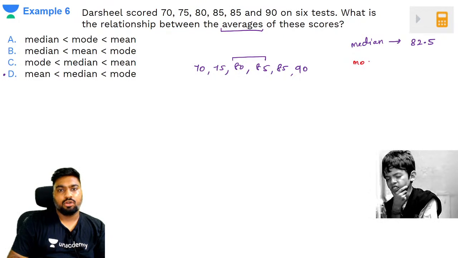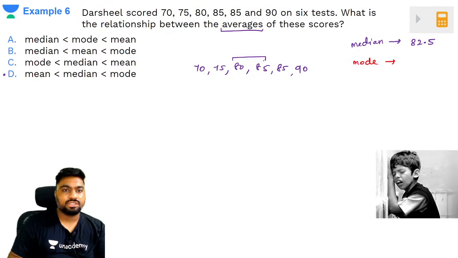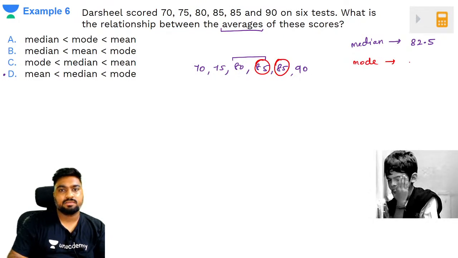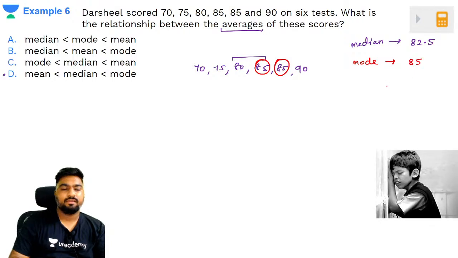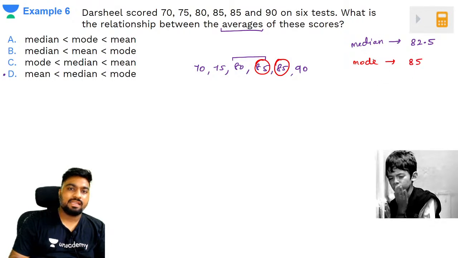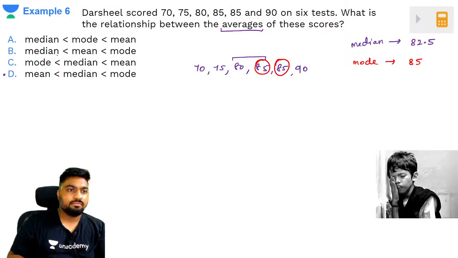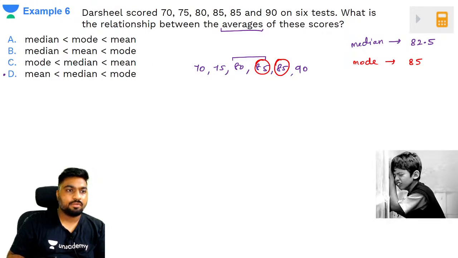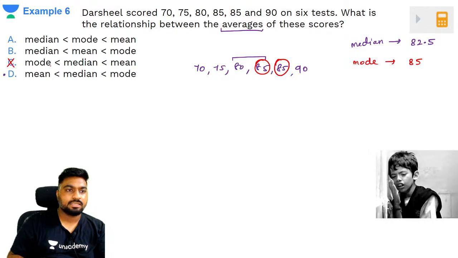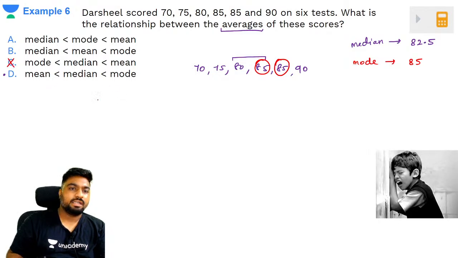Can we know the mode also? Which term appears the most number of times? 85 appears the most number of times, so the mode is 85. It is clear that median is less than mode. Option C is out, as median is not greater than mode. Option D could be right.